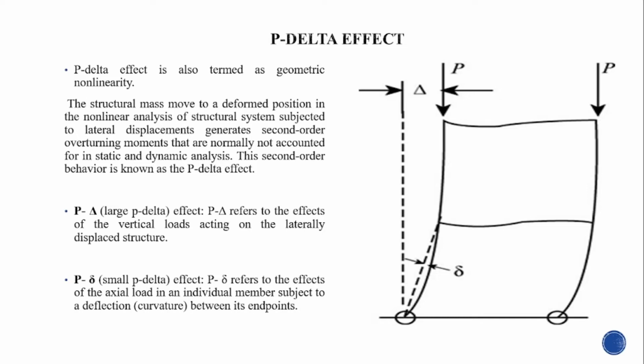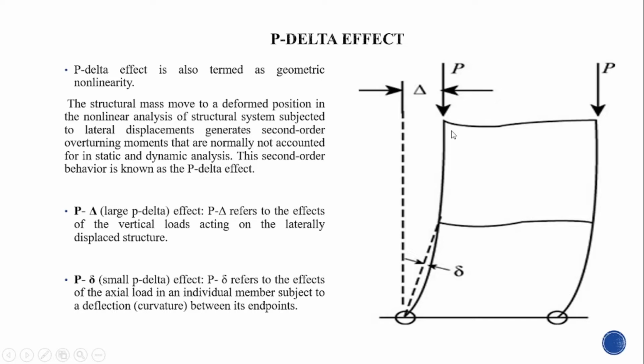So again we have two types of P-delta effect. One is the P-delta for the larger delta, which we represent by P-Delta, the large P-delta effect. It refers to the effects of the vertical loads acting on the lateral displacement of the structures. When the vertical load P is applied on the structure, the P-delta effect will be caused due to vertical loads. Look here, the P-delta effect will be generated in these portions due to vertical loads.